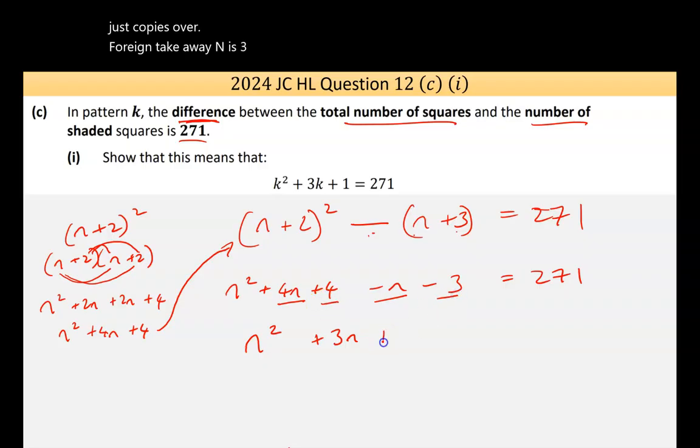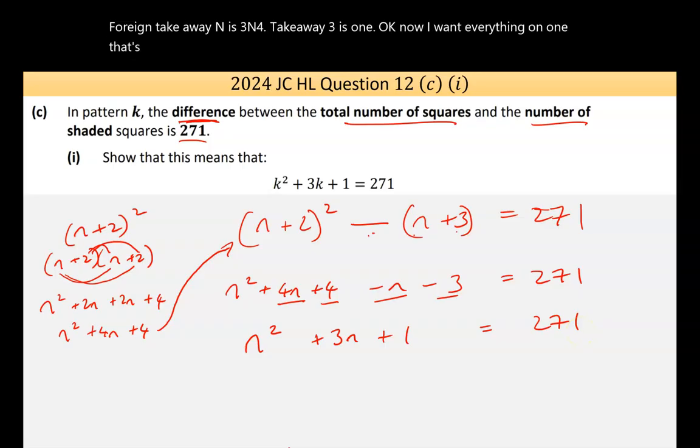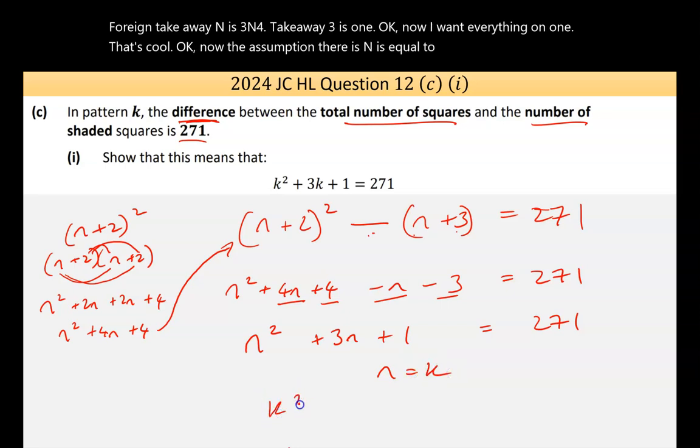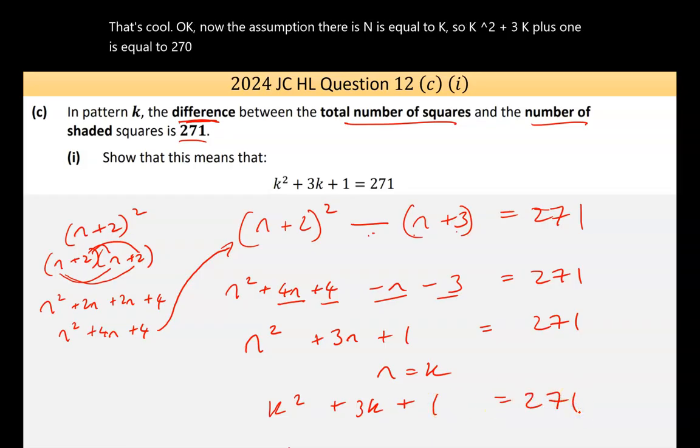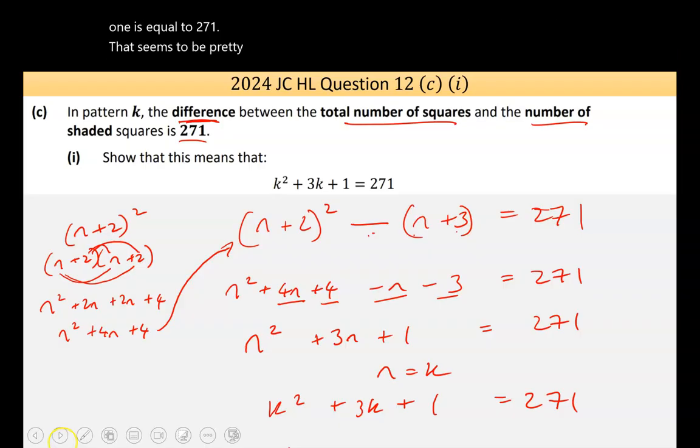4 take away 3 is 1. Okay, now I want everything on one side. The assumption there is n is equal to k, so k squared plus 3k plus 1 is equal to 271. Okay, that seems to be pretty legit. I'll just check the answer on the next page.